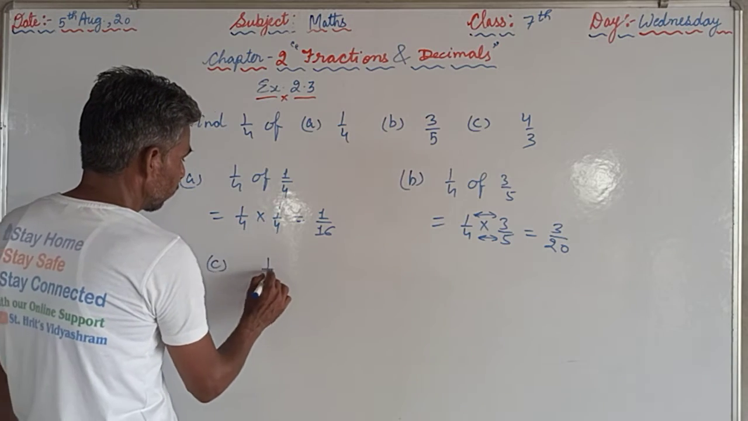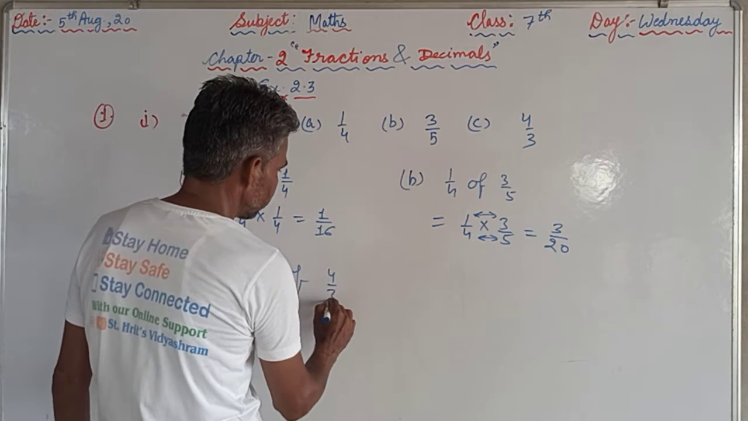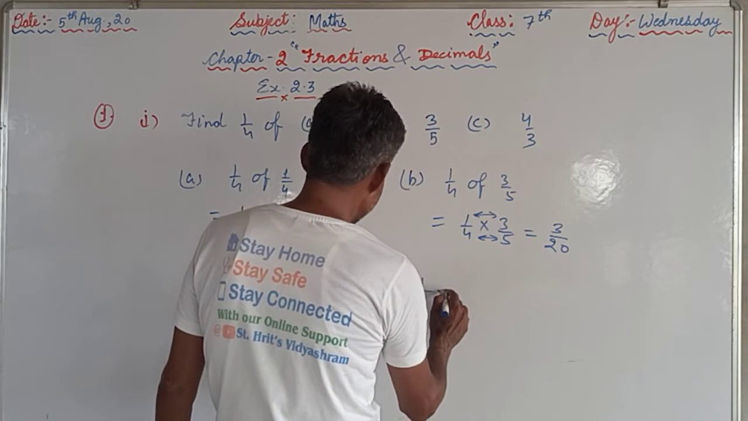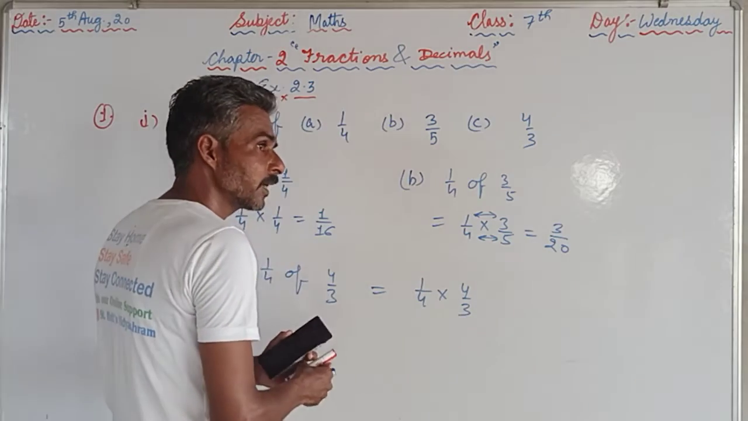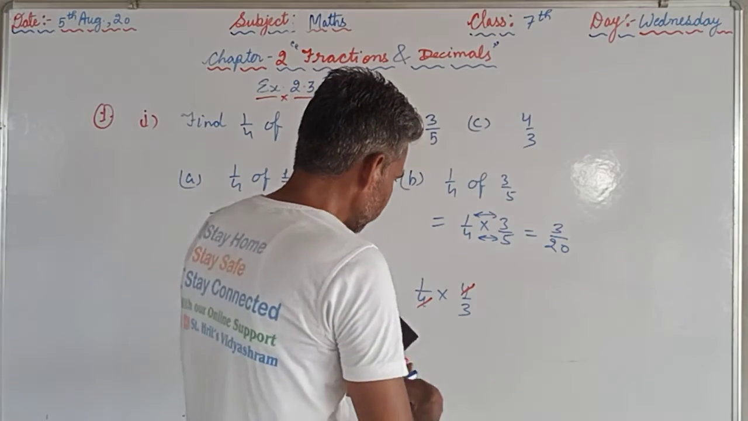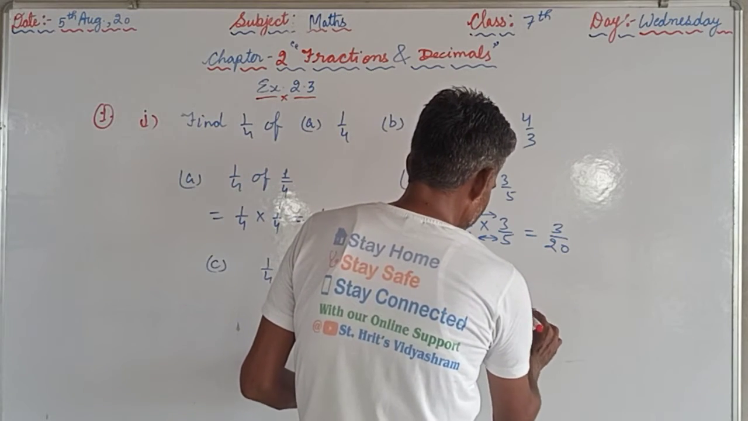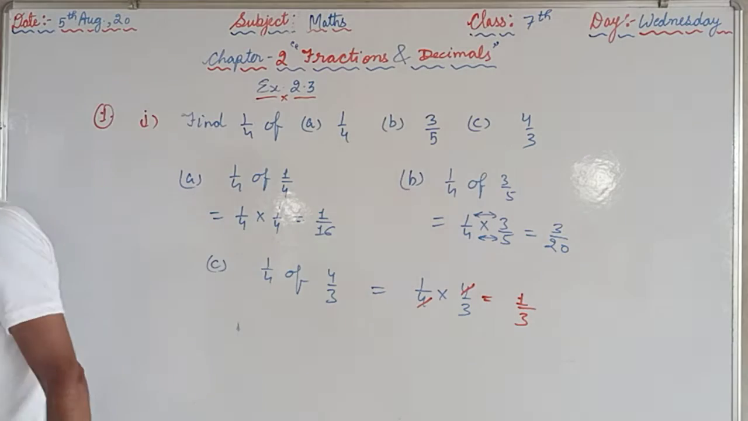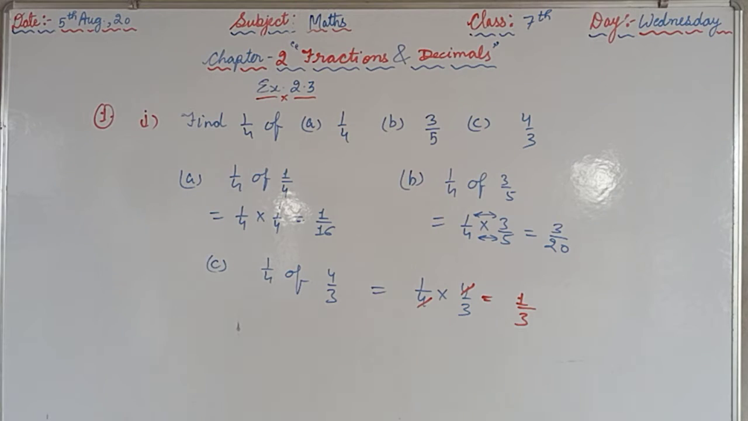So C part is 1 by 4 of 4 by 3, and that will be 1 by 4 of, means multiply, 4 by 3. So here we can see that 4 can be cancelled out, upside and downside we can cancel. So the answer will be 1 upon 3. So 1 upon 3 is 1 by 4th of 4 by 3. So like this we are supposed to attempt the second part of this question, in which we are supposed to find 1 by 7 of 2 upon 9, 6 upon 5 and 3 upon 10. Like this only we have done. After that we will discuss question number 2.